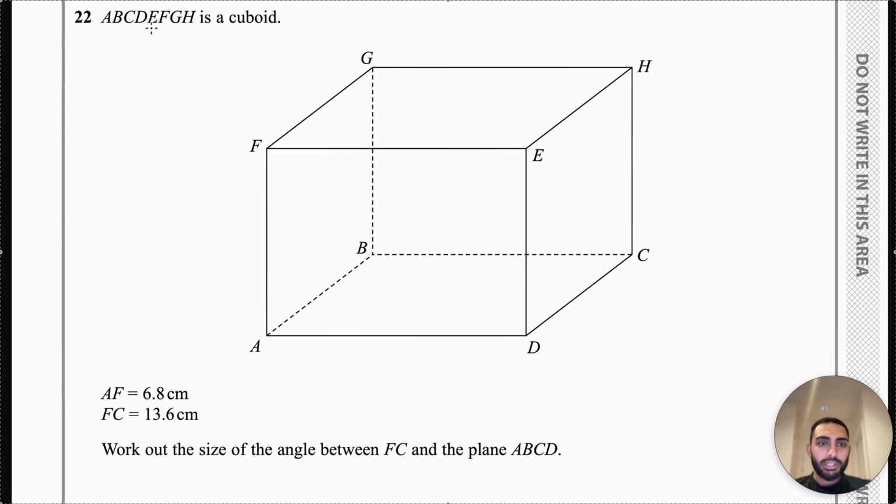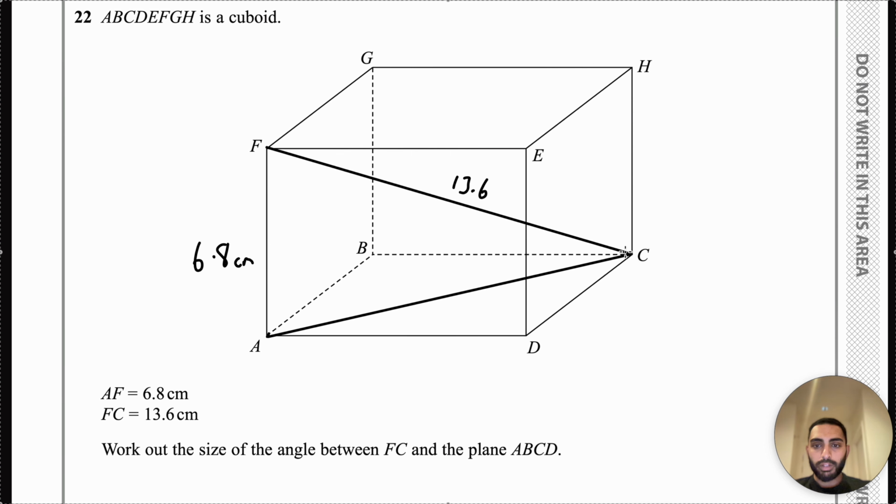Question 22. A, B, C, D, E, F, G, H is a cuboid. So we've got a cuboid here and it says AF is 6.8 centimeters. So A to F, this height, is 6.8 centimeters. F to C is 13.6 centimeters. So F is going through the middle of that cuboid over to the other corner, and that length is 13.6. Work out the size of the angle between FC and the plane ABCD. So we're trying to find this angle over here. That's the one that we're looking for.